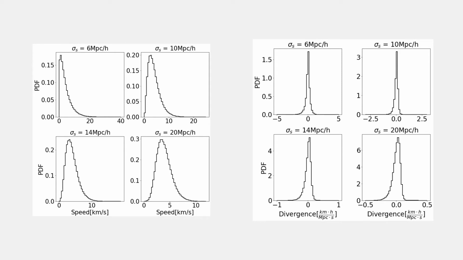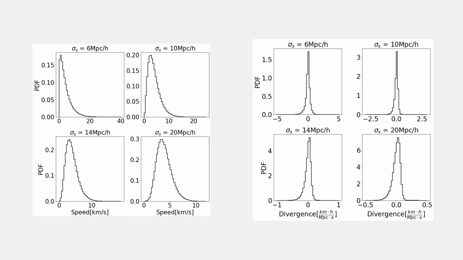The figure on the left shows the velocity norm distribution for 4 different values of sigma s. As this value is increased, the distribution becomes more symmetric, while the width of the distribution is reduced. The smoothing brings the data closer to the field average.